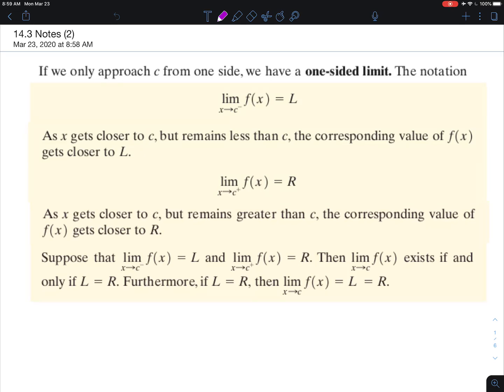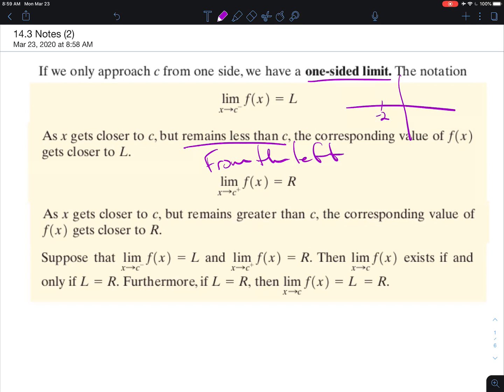All right, well, today we're going to be continuing our definition of limits, specifically talking about one-sided limits. And the definition goes as follows. As x gets closer to c but remains less than c, the corresponding value of f of x gets closer to a number L. What this really means is that as you approach c from the left side of the graph.